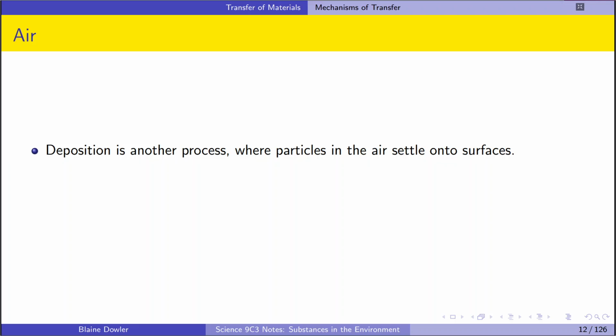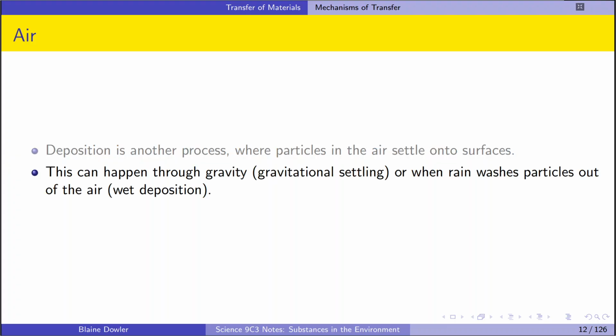Deposition is another process where particles in the air settle onto surfaces. This can happen through gravity, called gravitational settling, or when rain washes particles out of the air. That's wet deposition.